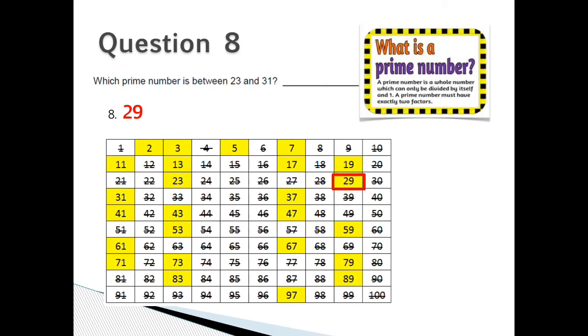Which prime number is between 23 and 31? A prime number is a whole number which can only be divided by itself and 1. A prime number must have exactly 2 factors. For question 8, my answer is 29.